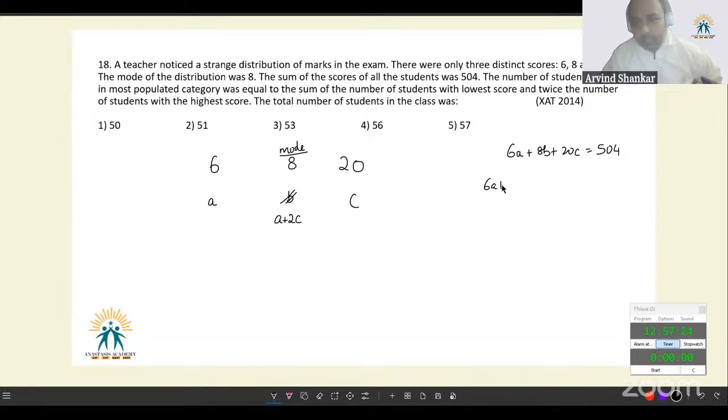I have 6A plus 8 times of A plus 2C plus 20C is equal to 504. Simplifying it, we get 14A plus 36C is equal to 504. I can simplify this further. This will become 7A plus 18C is equal to 252. Fine.